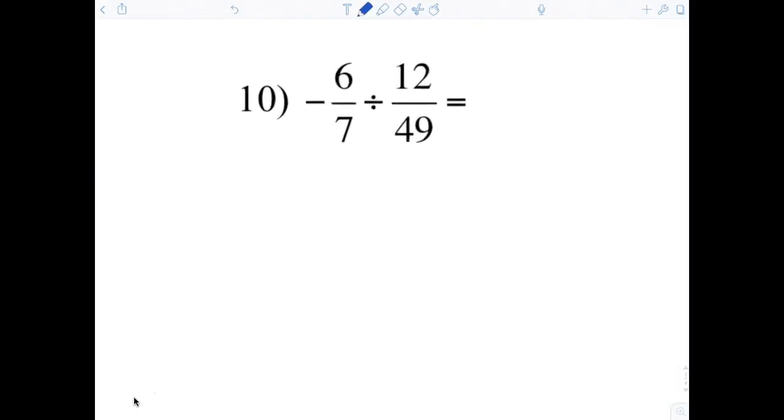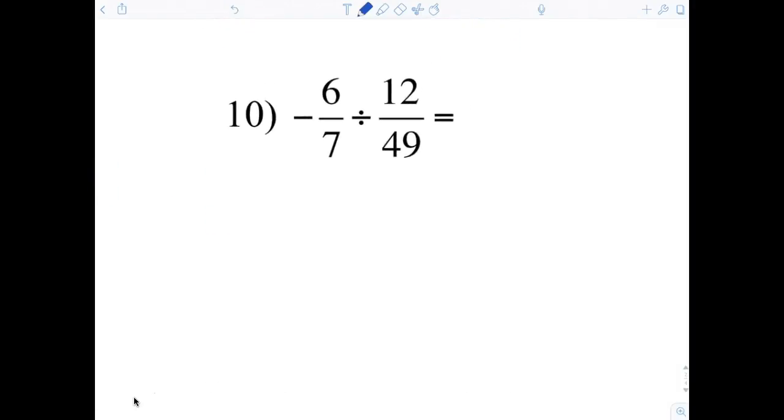Move forward. Uh-oh, now we have a division. Now, a negative divided by a positive is a what? Negative. So right off the bat, guys, I want you to put in the habit, put the negative in. Does everybody agree with that? That way you don't make a mistake at the end. Now, how do you undo or how do you solve a division? Yes, change division to what? Multiplication, and you take the reciprocal. So this is negative 6/7 times 49 over 12.